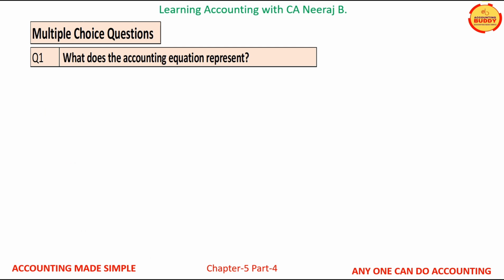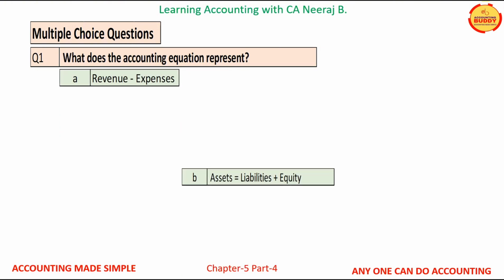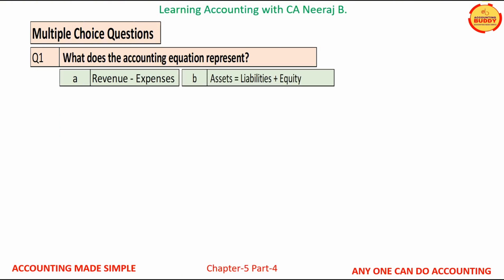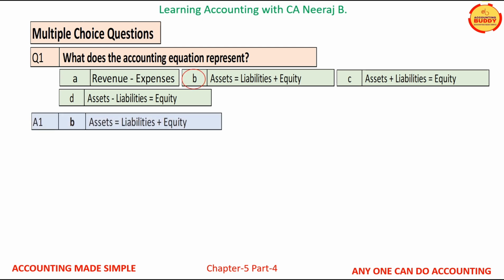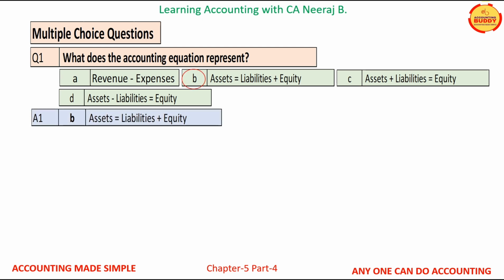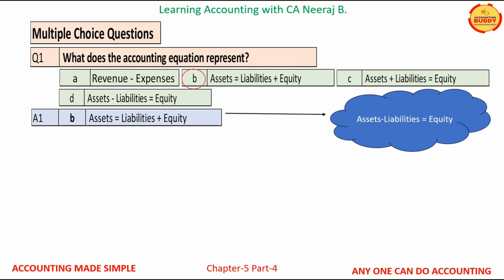Question number 1 on your screens is, what does the accounting equation represent? The options are option A, revenue minus expenses, option B, assets are equal to liabilities plus equity, option C, equity is equal to assets plus liabilities, and option D, equity is equal to assets minus liabilities. And we all know the answer is B. Assets of a business are always equal to liabilities plus equity. Another way of representing the accounting equation is displayed on your screens. That is, equity is equal to assets minus liabilities.